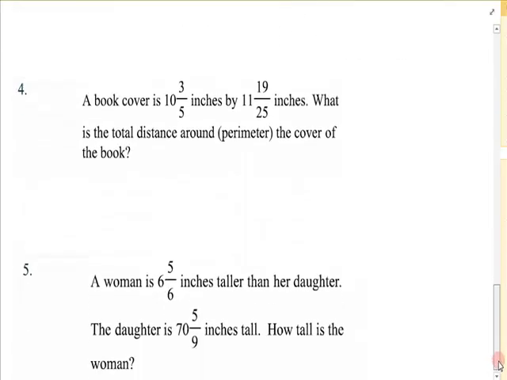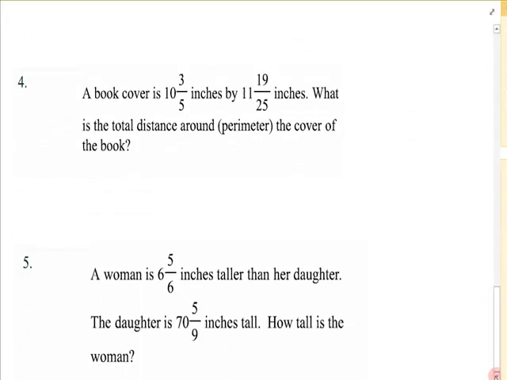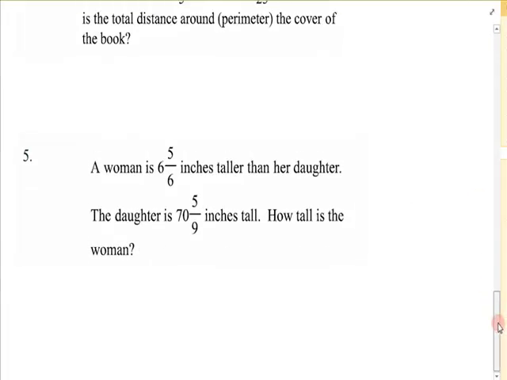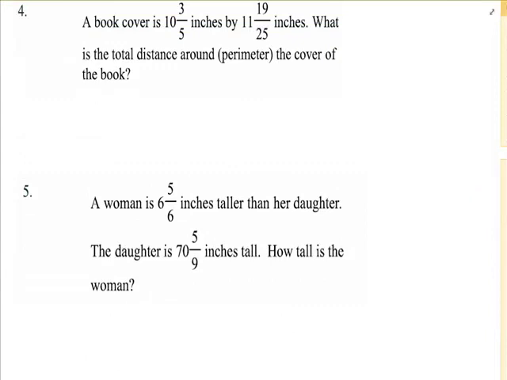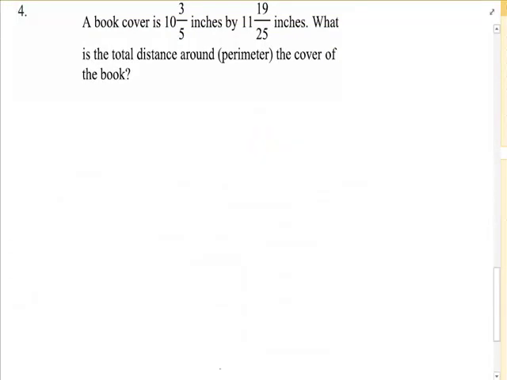All right, let's look at number 4. It says a book cover is 10 3/5 inches by 11 19/25 inches. What is the total distance around, or the perimeter, of the cover of the book? Now we're going to assume that the book is rectangular. And mine's a little bit exaggerated.